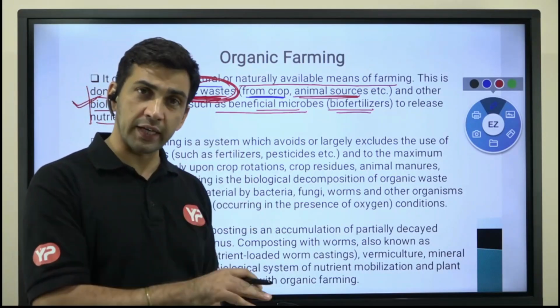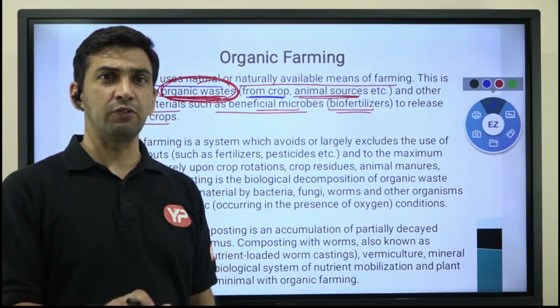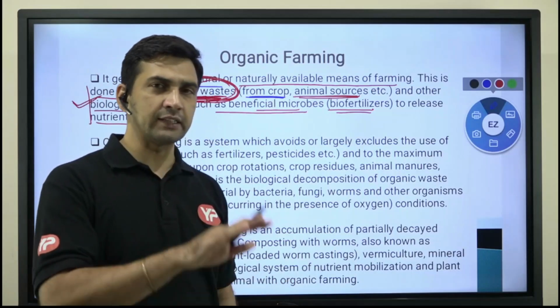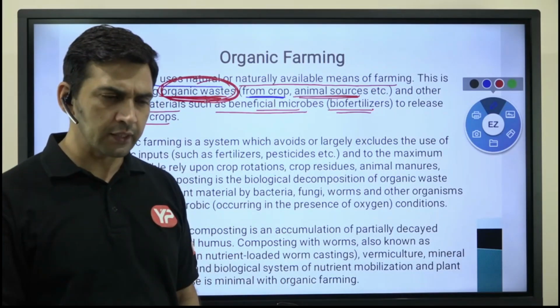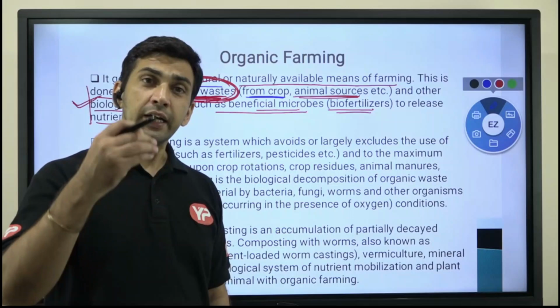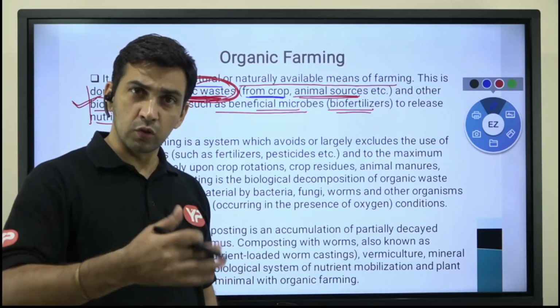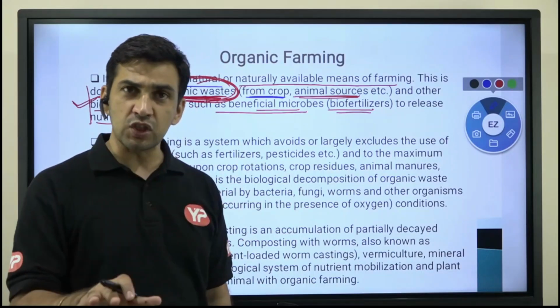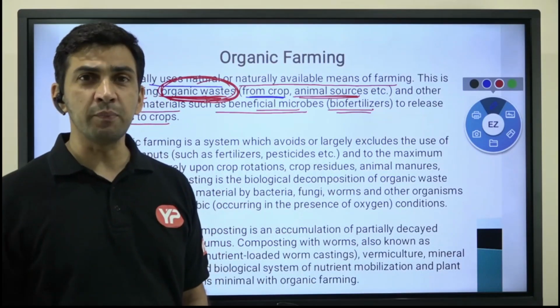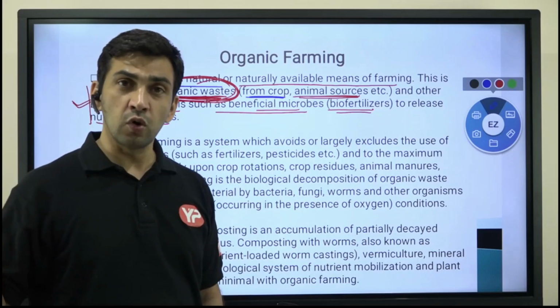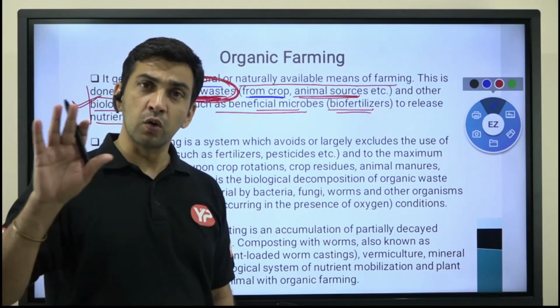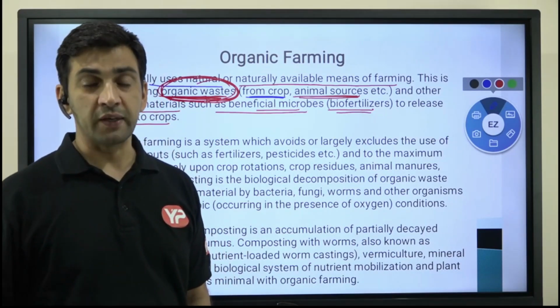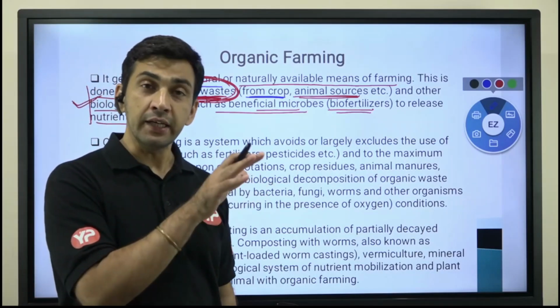But in case of organic farming, whatever practice we adopt, whether it is the use of fertilizer, the use of pesticides, or the way of farming, all those practices should be in such a way that there is either minimum impact or no impact on the environment. Then we will classify it as organic farming.